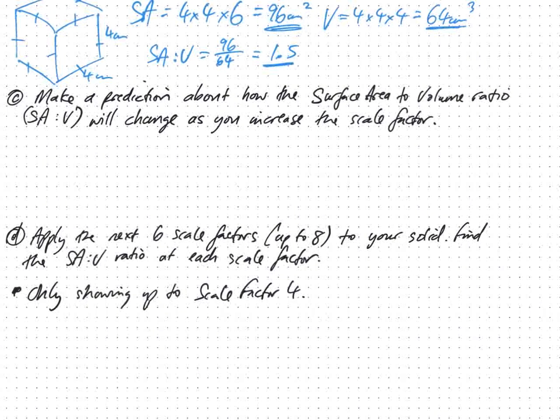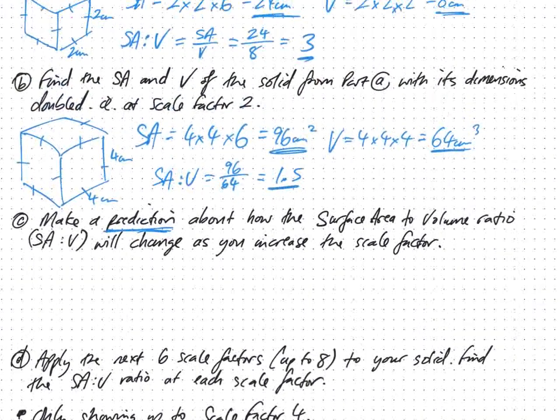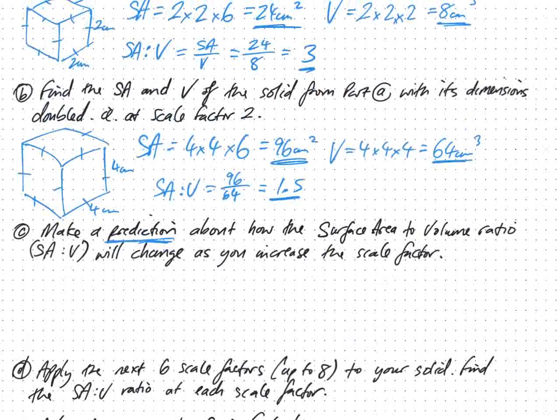C, make a prediction about how the surface area to volume ratio will change as you increase the scale factor. So this is a prediction. You don't have to be right about this. You just have to make a guess as to what you think is going to happen, because your maths will prove whether you're right or you're wrong. So we've established a trend. Not for a long time, we've only got 2 examples, but I noticed something here. It's halved.